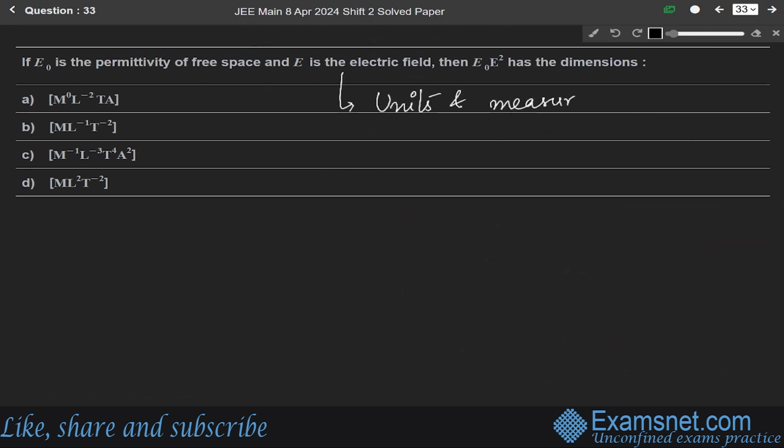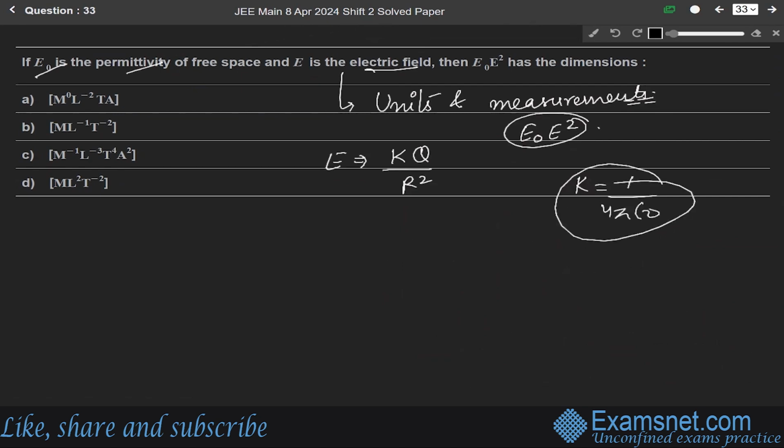Since it is asking for the dimensions now. So E naught is given as permittivity and E is the electric field, we have to find the dimension of E naught E square. First of all, the electric field E is equal to KQ over R square, where K is equal to 1 over 4 pi epsilon naught. And E will be equal to 1 over 4 pi epsilon naught Q over R square.